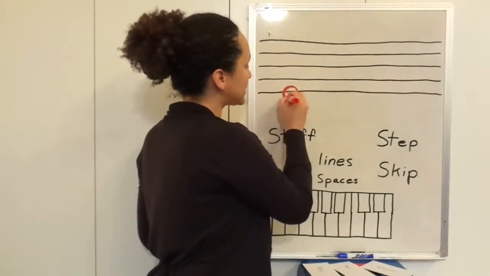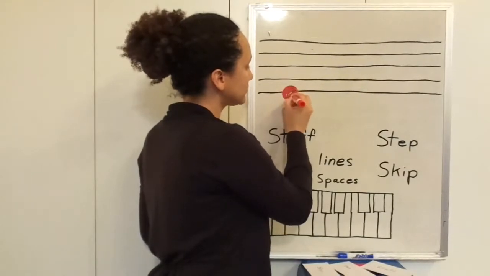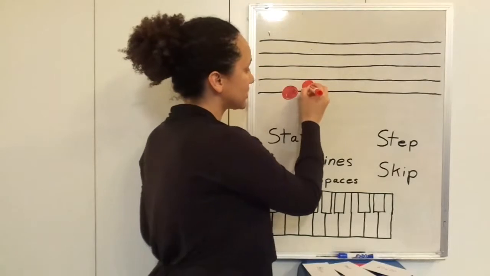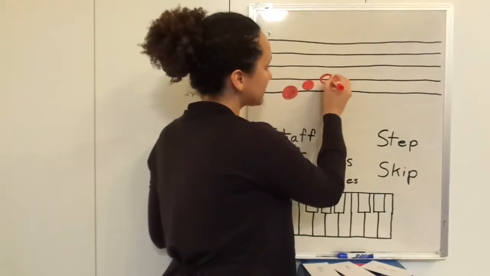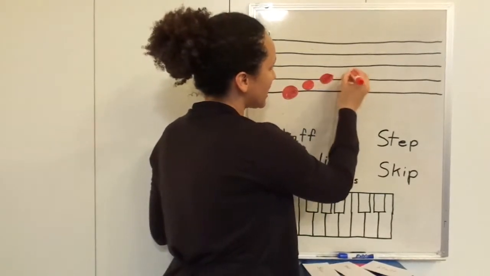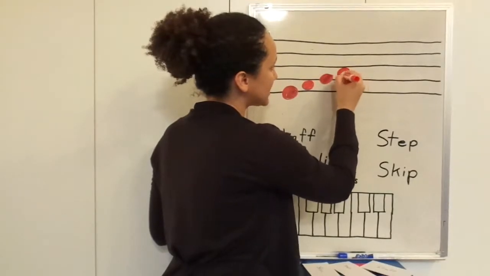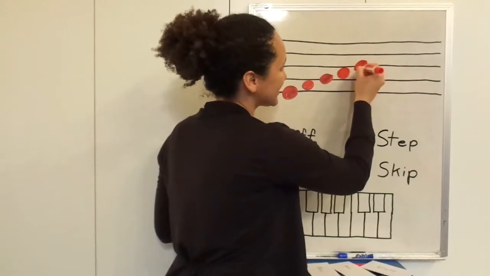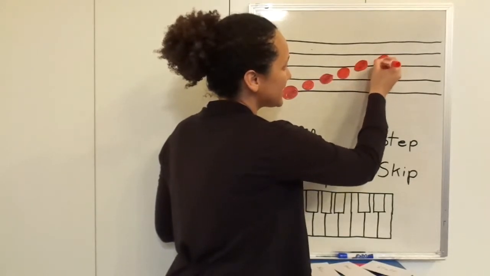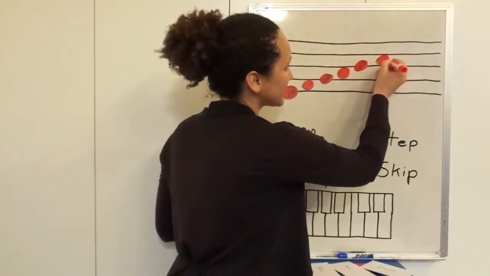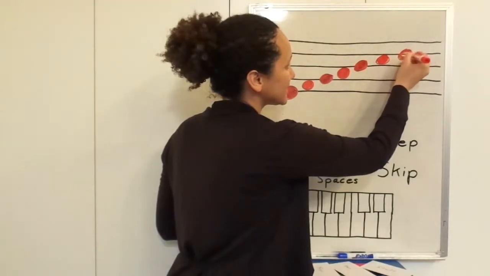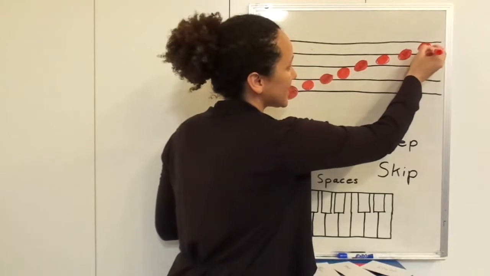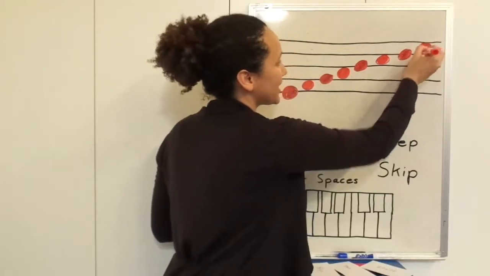Here's one on this line. Here's one on this space. Here's one on the line. Here's one on the space. Line. Space. Line. And space. That's the whole thing.